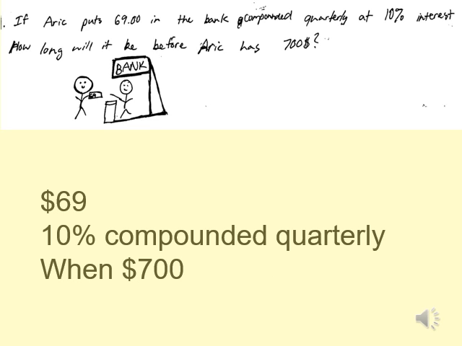I told you these were written by people that were in this class last year, and this was one of the people that was in the class last year. It says if Eric puts 69 bucks in the bank, compounded quarterly at 10% interest, how long will it be before he has $700? Now I wrote the key numbers down at the bottom because it's a little bit hard to read that handwriting at the top. But again, I want you to look through that and see if you can figure out how you would set everything up and how you'd solve the problem.